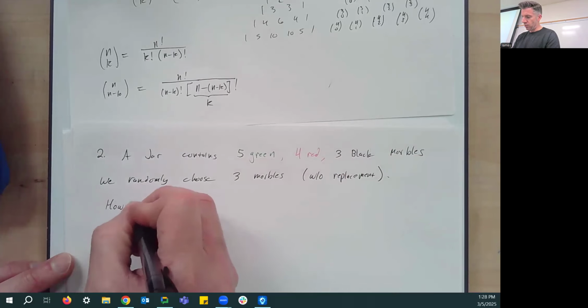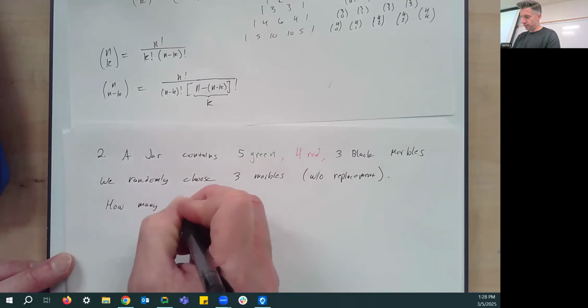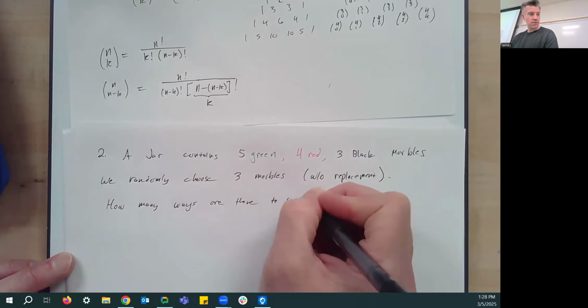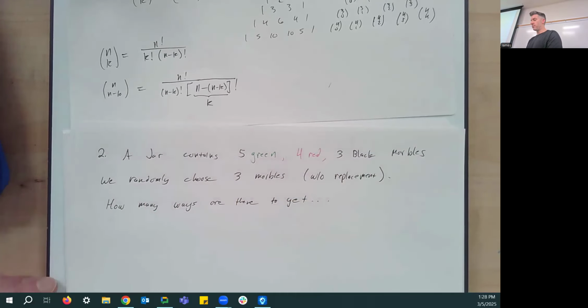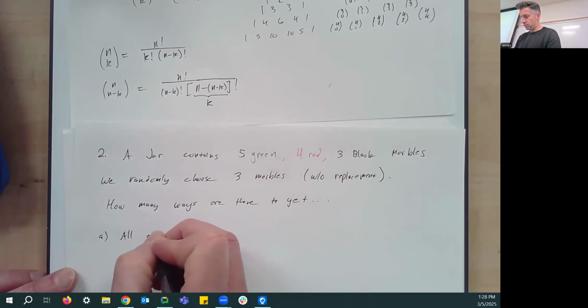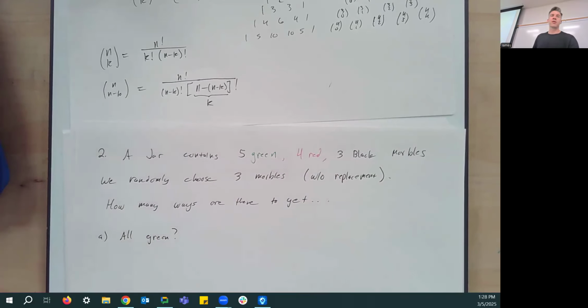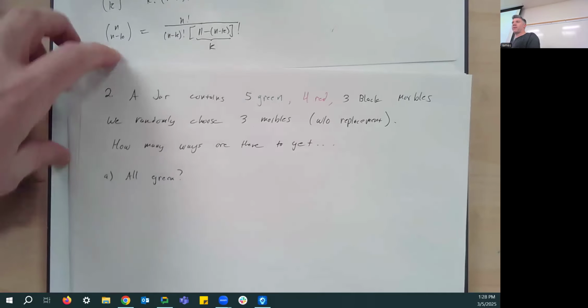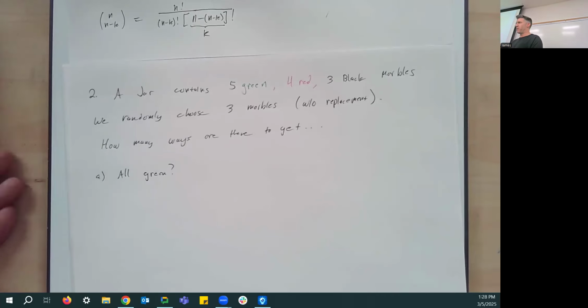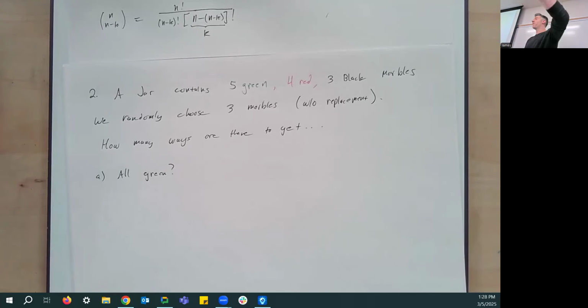How many ways are there to get the following? All green. Well, how many ways can we pick 3 green marbles? It feels like a weird question in the beginning. You're like, well, there's only one way to get 3 green marbles. They're all green. But the thing is, there's 5 different green marbles.